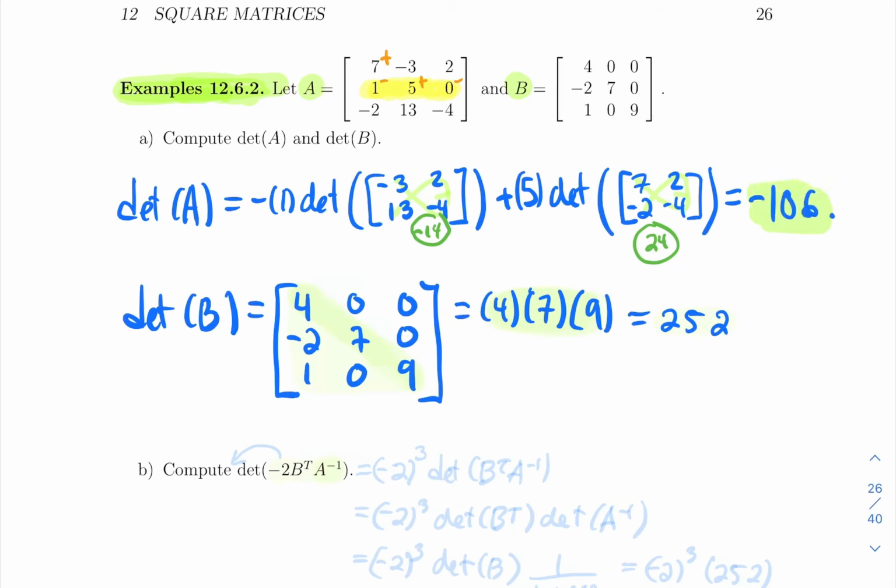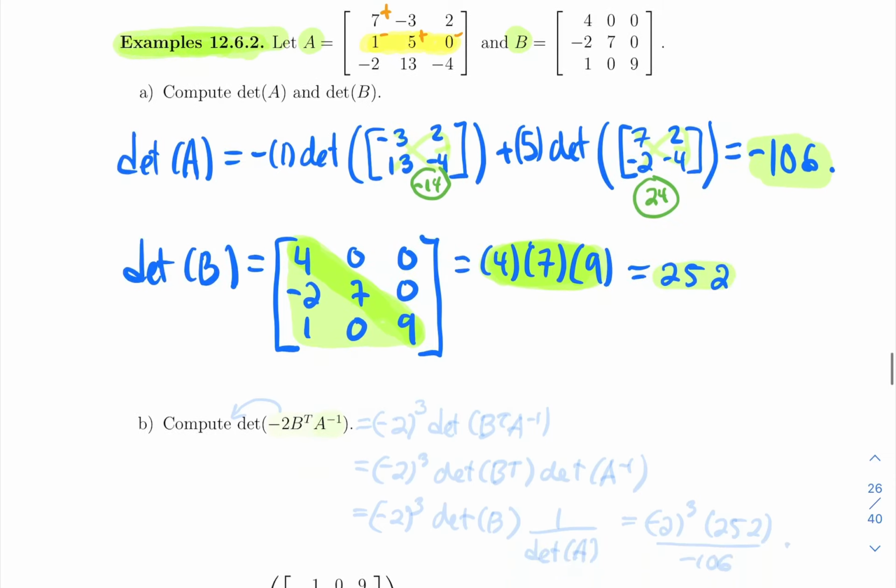But what's really interesting here is the second example. The matrix B here is a lower triangular matrix. So if you just take the product of the entries on the diagonal, you're going to get your determinant quickly. So here, 4 times 7 times 9, and that gives you a nice 252.